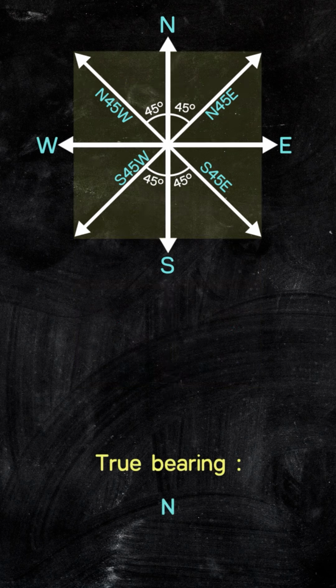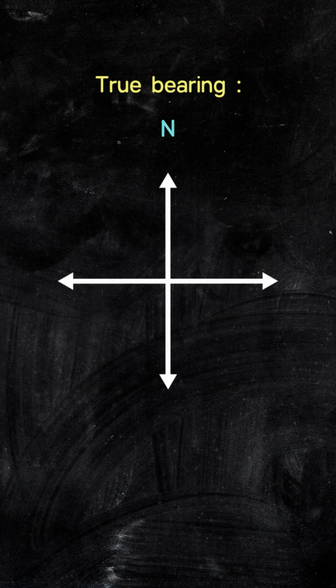Finally, we have the true bearing, which quite simply we measure from the north in a clockwise direction, and we write it as 3 digits followed by the degree symbol. We don't need to write north or south because it's understood. If we see 3 digits followed by a degree symbol, we know it's a true bearing. So what was N45 E becomes 045 degrees. And the vector that was N45 W, we'll measure this angle from the north to here, which is 315 degrees.